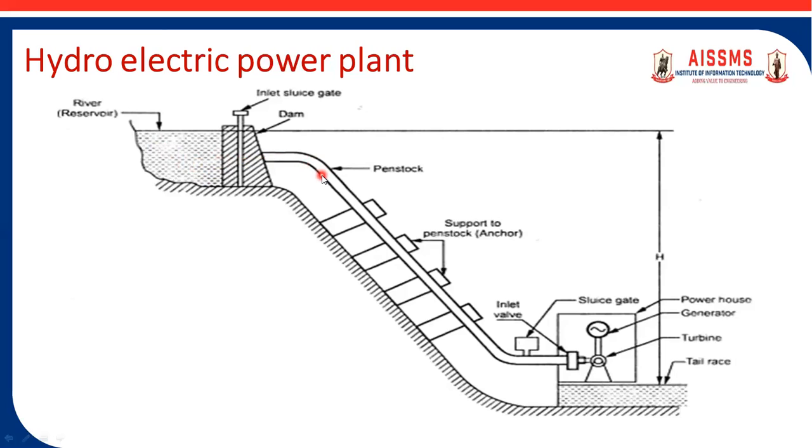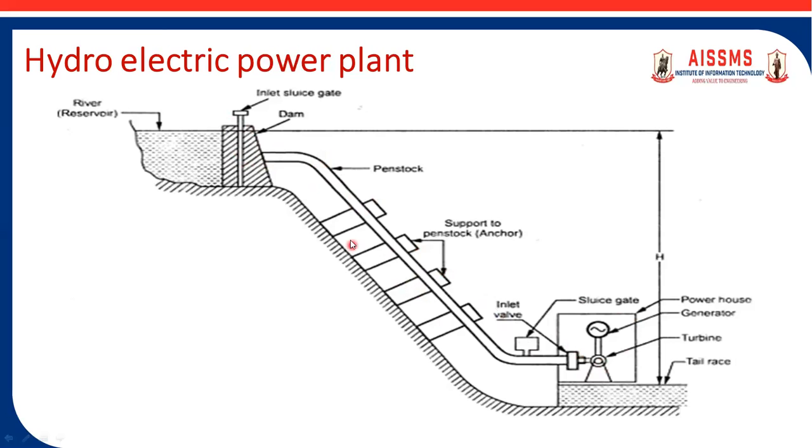The next important part is the penstock. What is the penstock? It is nothing but a pipeline of 1 to 2 meters in diameter. And what is its function? The function of the penstock is to convert the potential energy of the water to kinetic energy. So through this penstock, your water flows to the setup of your powerhouse. So this is the function of the penstock.